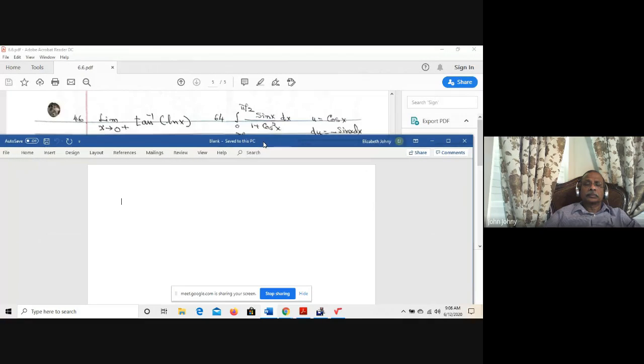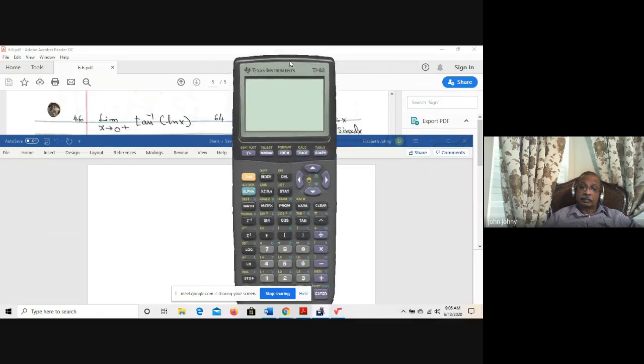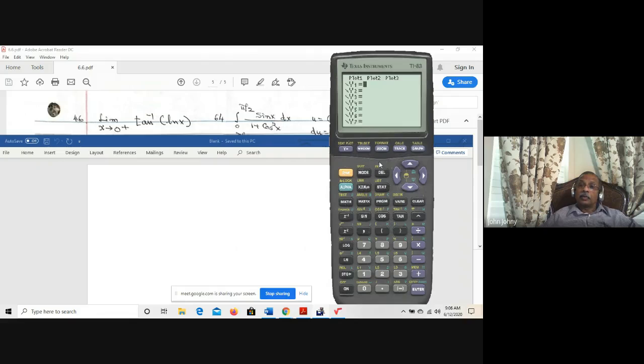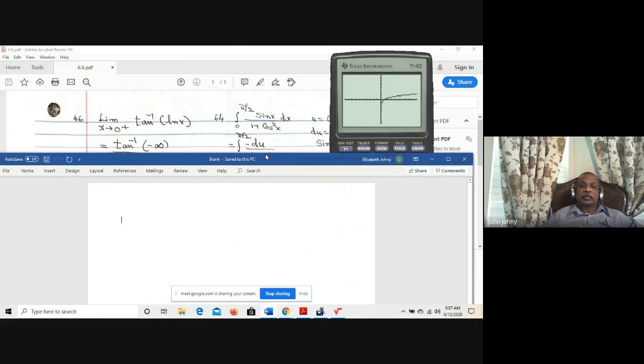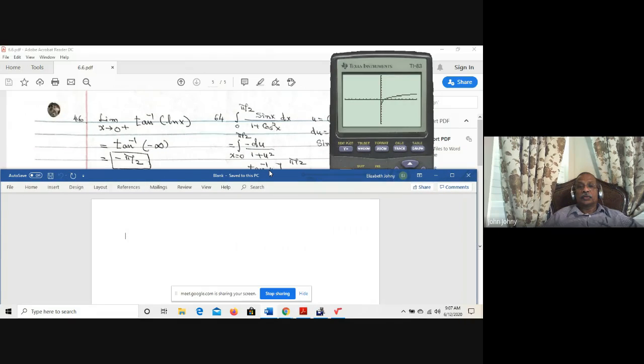Next. Limit as x approaches 0 plus of tan inverse of the natural logarithm of x. Look at the graph of the natural logarithm function, y equals natural log of x. See the graph? As x approaches 0 plus, it is coming from the right. Y is going indefinitely down, so it is negative infinity. So you may consider natural log of 0 as negative infinity. So this is tan inverse of negative infinity.